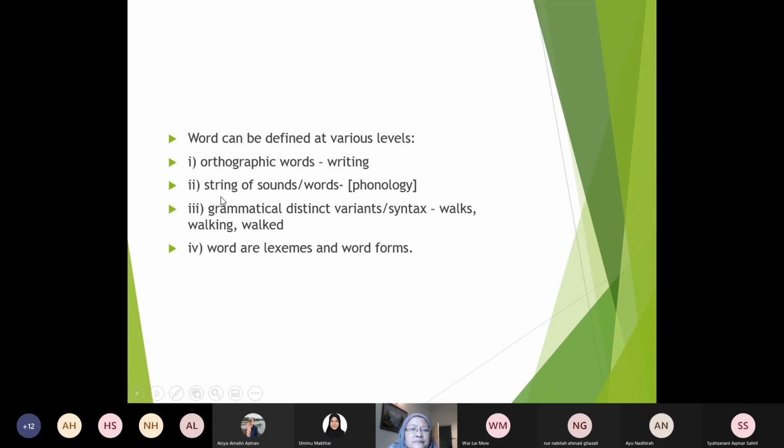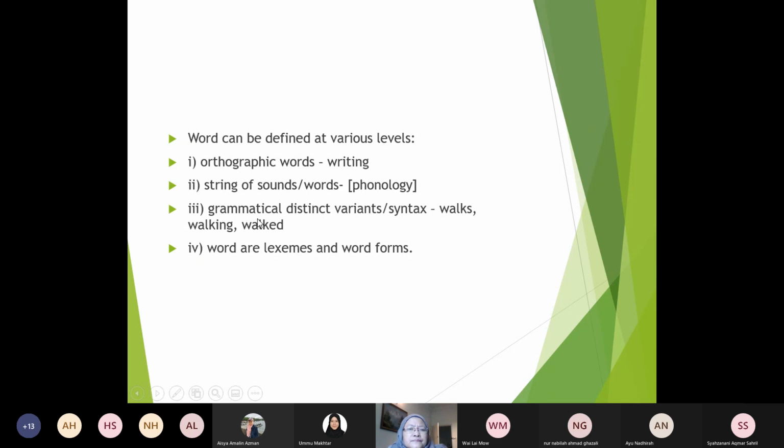And then we have another kind of definition of words. It's a string of sounds, which means you take each individual sound and string them together, and it forms a word. So that is a phonological word. So cat, k, a, t, those are the string of sounds in a word at the phonology level.